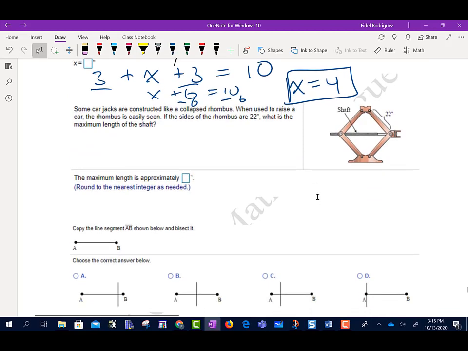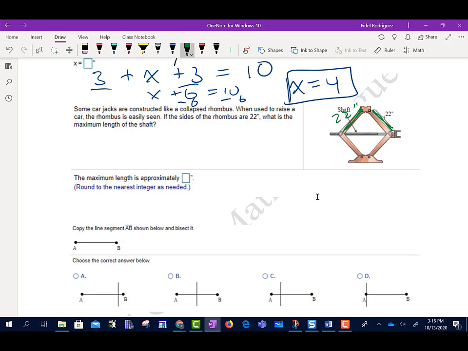So the next problem says some car jacks are constructed like a collapsed rhombus. When used to raise a car, the rhombus is easily seen. If the sides of the rhombus are 22 inches, what's the maximum length of the shaft? Okay, so let's think about this way. It's telling me that this piece here is 22 inches, and this piece here is 22 inches.